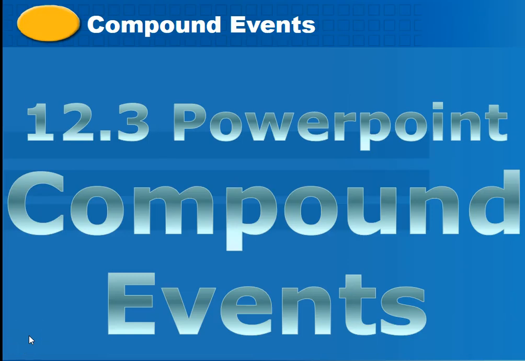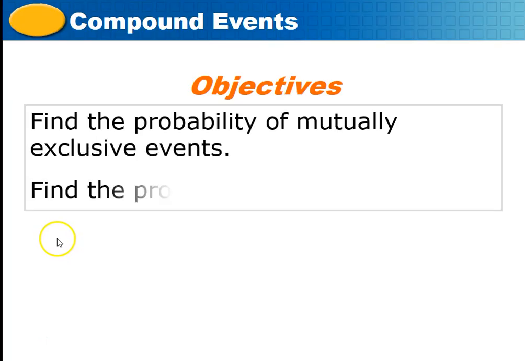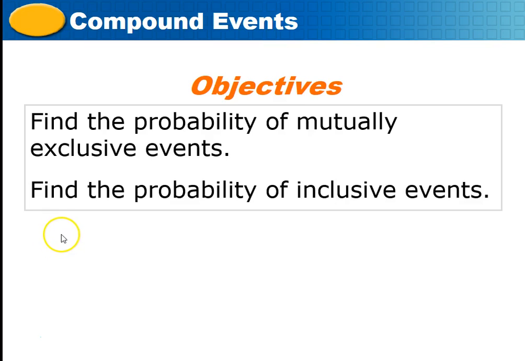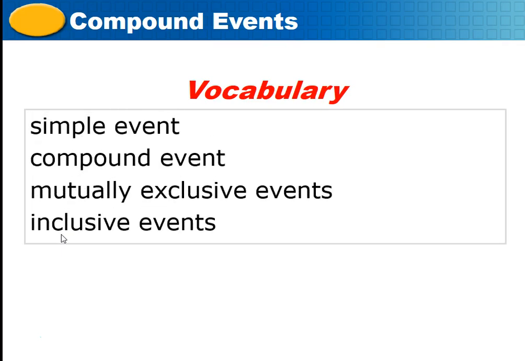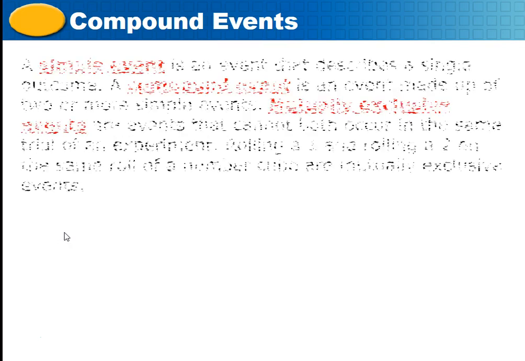In this video, I'm going to go over the 12.3 notes where we are going to talk about compound events. So our objectives today are to find the probability of mutually exclusive events and inclusive events. Some of our terminology are going to be simple event, compound event, mutually exclusive events, and inclusive events.